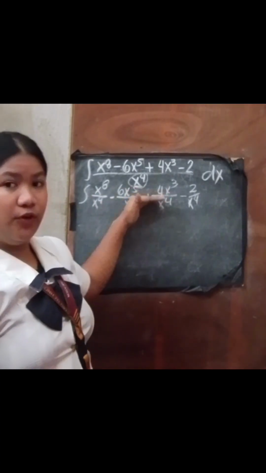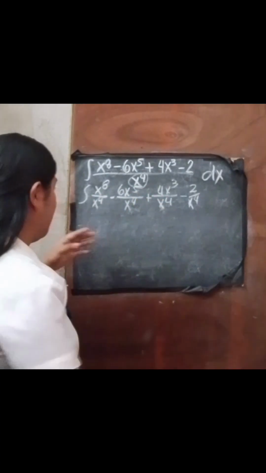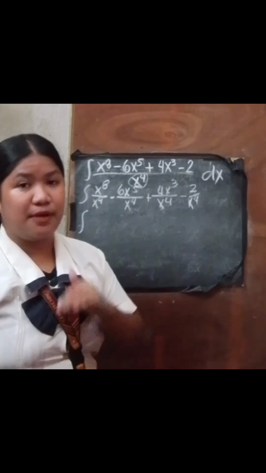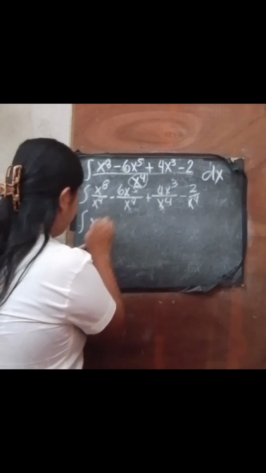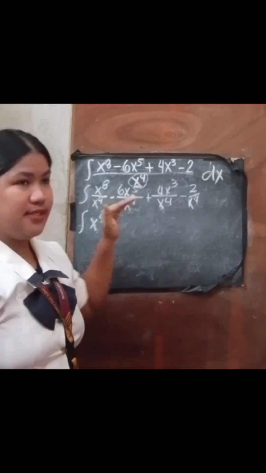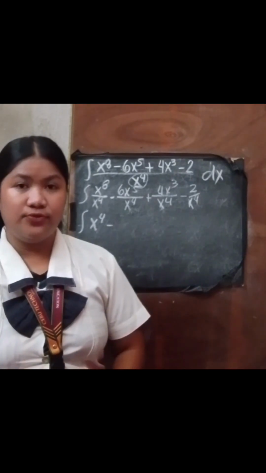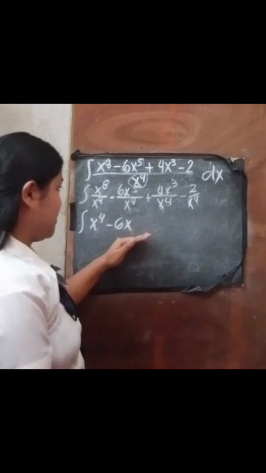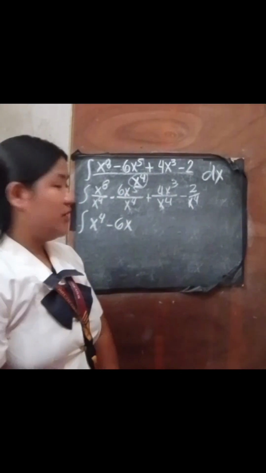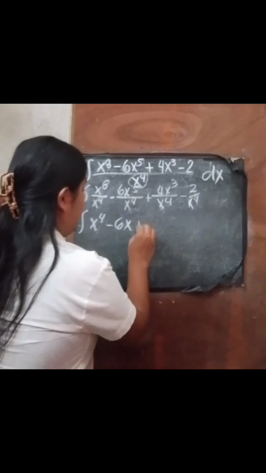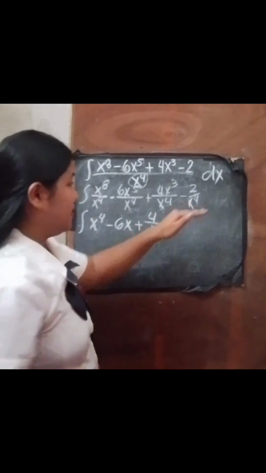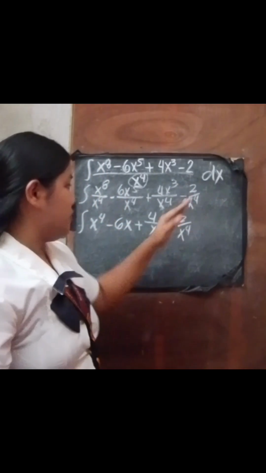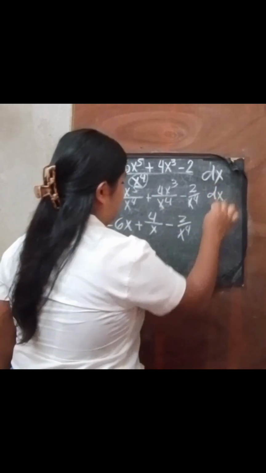Now this is the integral where we can use the power rule for integration. So x raised to 8 over x raised to 4 becomes x raised to 4. Then minus 6x raised to 5 over x raised to 4 becomes 6x. Then 4x cubed over x raised to 4 becomes 4 over x. Then the 2 over x raised to 4, we just copy it. Don't forget the dx.